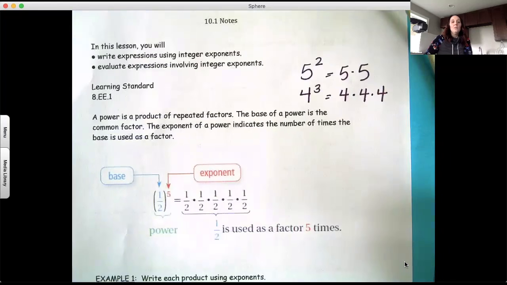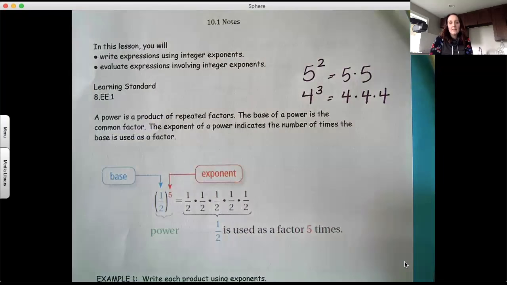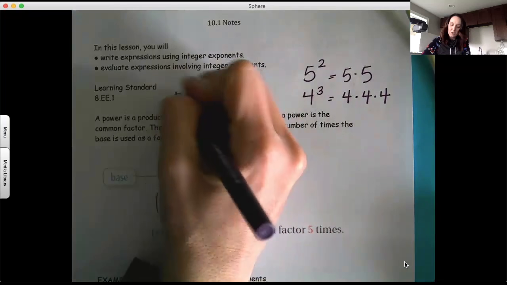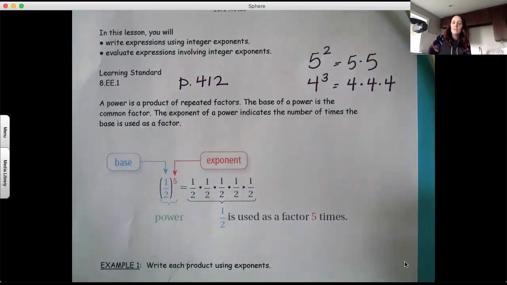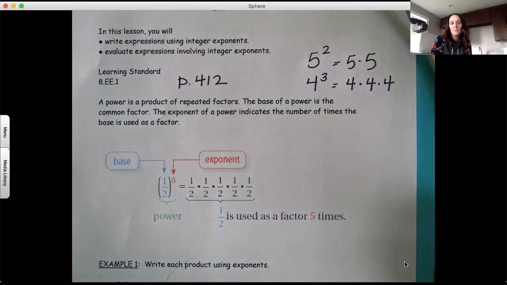In this specific lesson, you're going to be writing expressions using integer exponents, and you're also going to be evaluating expressions involving integer exponents. Again, this is on page 412. For those of you who have your textbook, you can go through and follow along. You'll notice these examples are different than the examples in your textbook, just so that we could provide you more problems to work through before you get started on the homework.